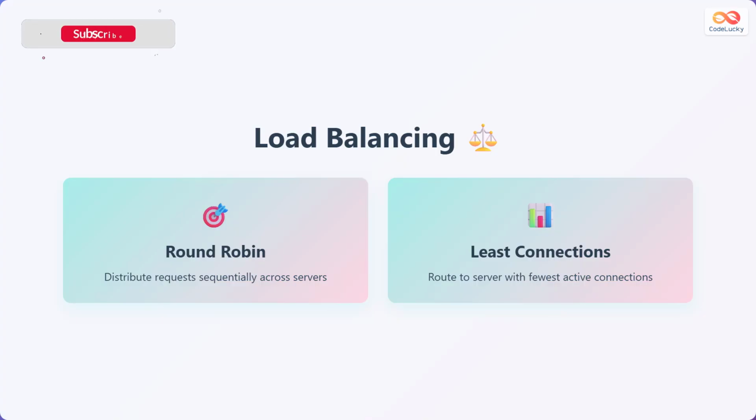Let's explore load balancing algorithms. First, we have round robin. This algorithm distributes requests sequentially across available servers. Second, we have least connections, which routes incoming requests to the server with the fewest active connections at that time.